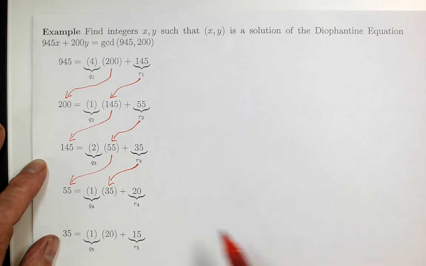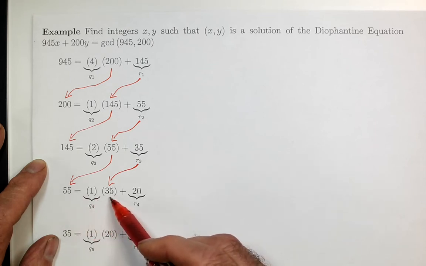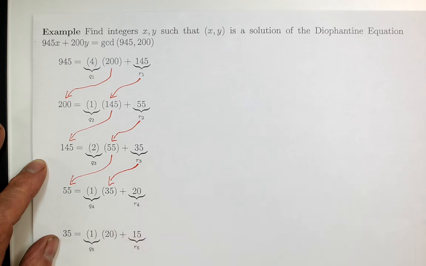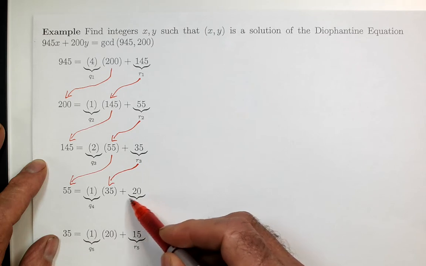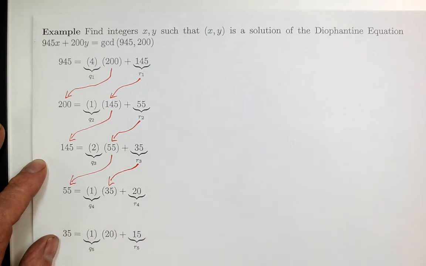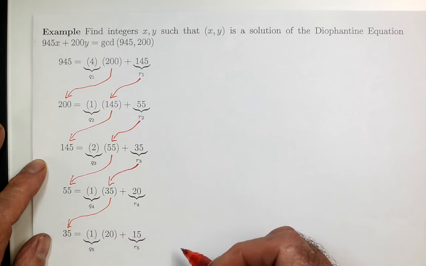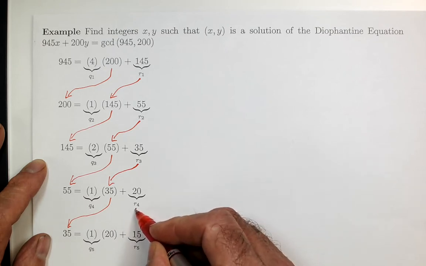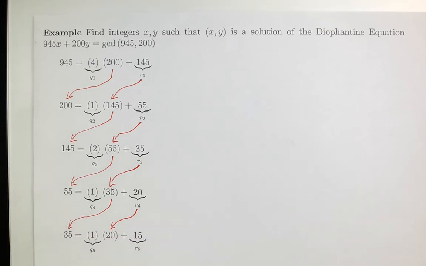And by the way, let's check and make sure these actually do work. 55 is 1 times 35 plus 20. And remember, the remainder always has to be less than the divisor. Okay, next step. We let the divisor of the previous step be the dividend of the next step. We let the remainder of the previous step be the divisor of the current step. And does this work? 35 is 1 times 20 plus a remainder of 15. Yeah, that works.